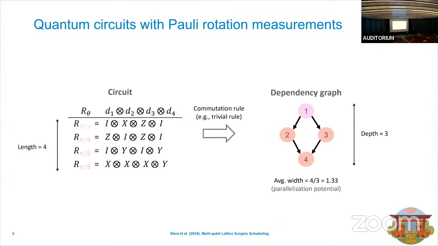So in this example, as I mentioned, 2 and 3 can be executed in parallel. 1, no, 4, no. That means that we have 4 operations, but the depth of the circuit is 3. With that, we define a metric, which we call the average width of this dependency graph, that defines the parallelization potential of the circuit. In this case, 4 divided by 3, 1.33.